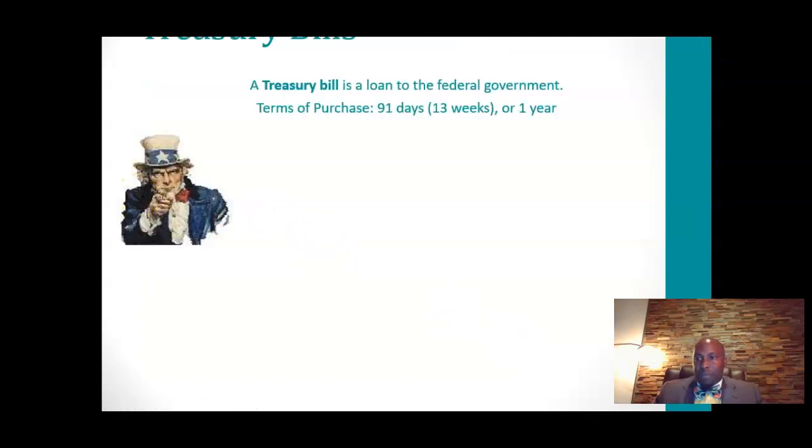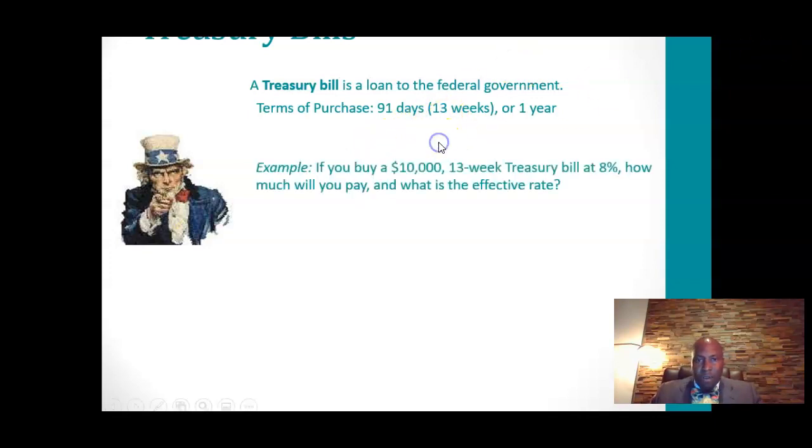Treasury bills. A Treasury bill is a loan to the federal government. So when you buy a Treasury bill, in essence, you're loaning money to the federal government. Most of them are going to be short term, so the term could be 2 weeks, 3 weeks, 13 weeks, or 1 year. So we're going to look at a Treasury bill where the time is going to be 13 weeks.